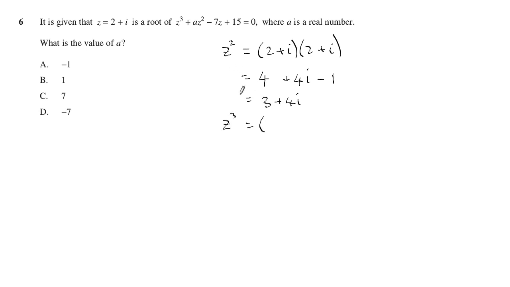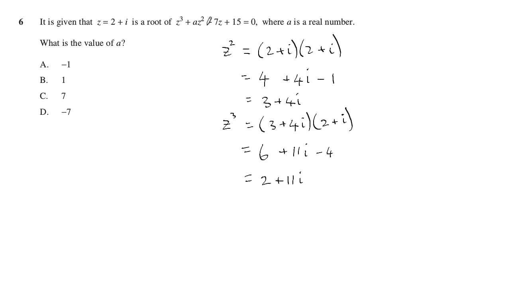And then let's also work out z cubed. So that'll be z squared times z. So we'll have 3 times 2 is 6. We'll have the 3 times the i, and also 4i times 2 is 8i. So 3i plus 8i is 11i. And also 4i times i will be negative 4. So 2 plus 11i.